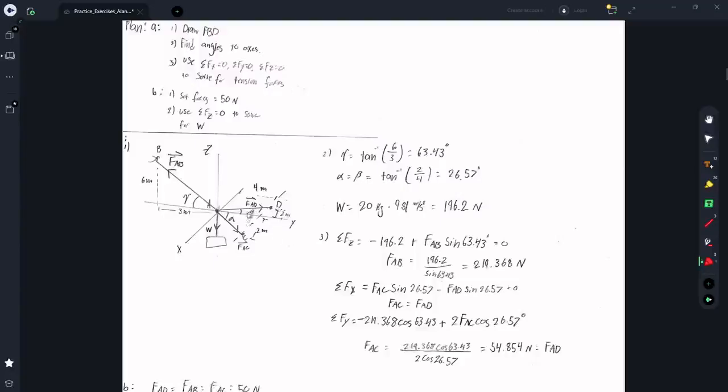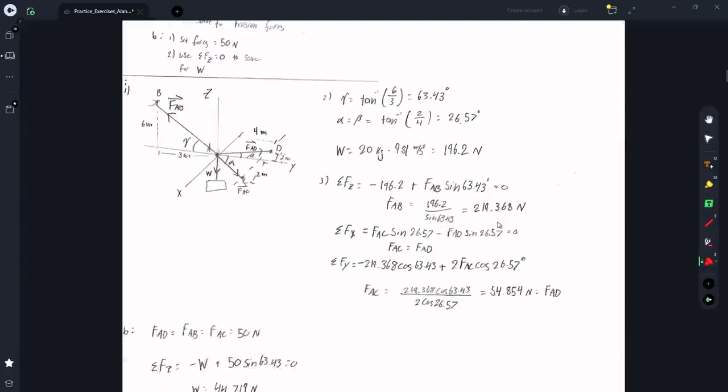And then I did the same thing for both of these. These two triangles here, the side lengths are exactly the same. So the angle that I called alpha is equal to the angle that I called beta, which is 26.57 degrees. So the next thing I did was solve for the weight force. We have the mass, so weight force is equal to mass times gravity, which was 196.2 newtons.